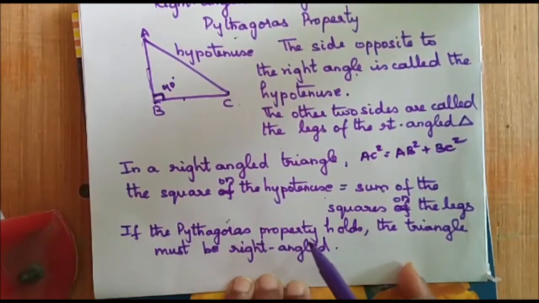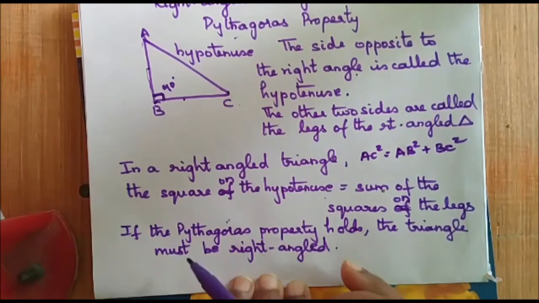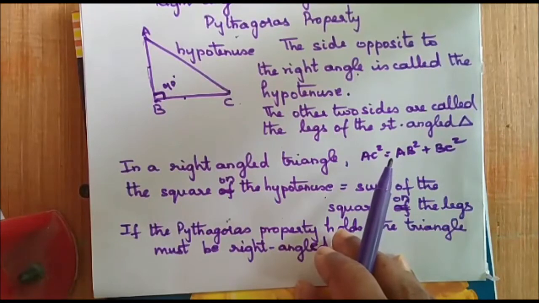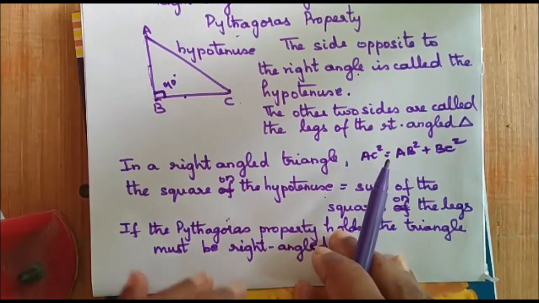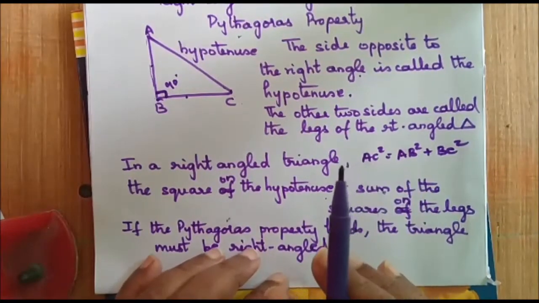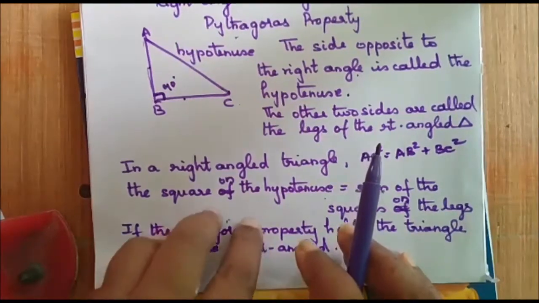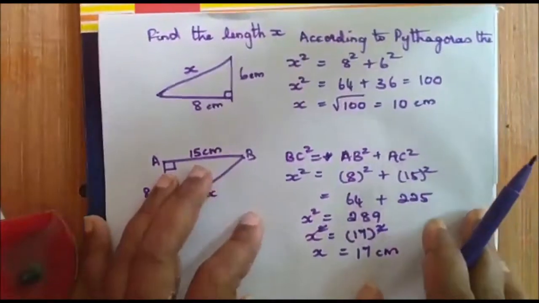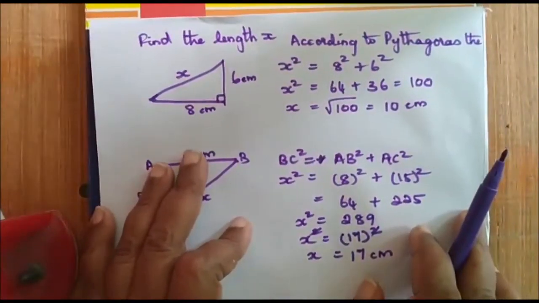If the Pythagoras property holds good, the triangle must be right angled. That is, what does it state? The Pythagoras theorem holds good only in the case of right angled triangles, not in the other triangles. Now let us solve a problem using the Pythagoras theorem.